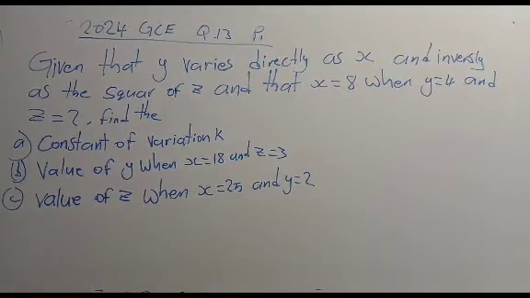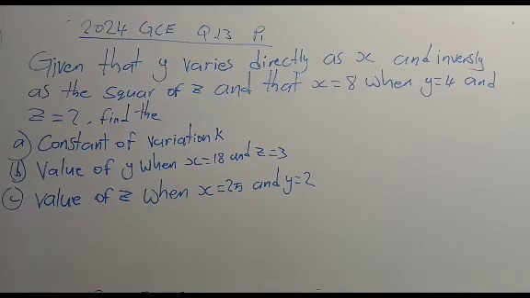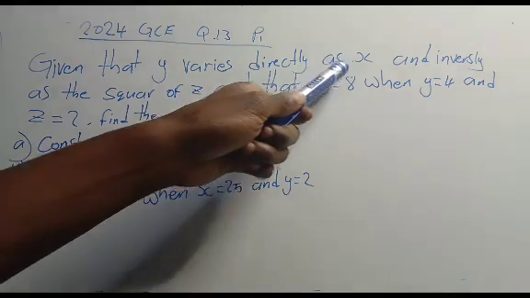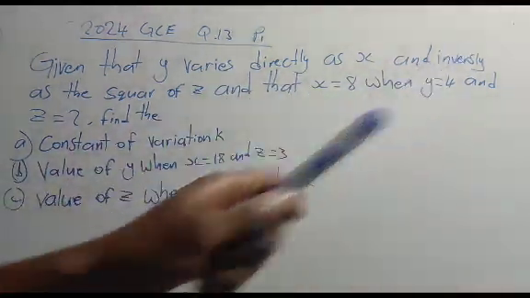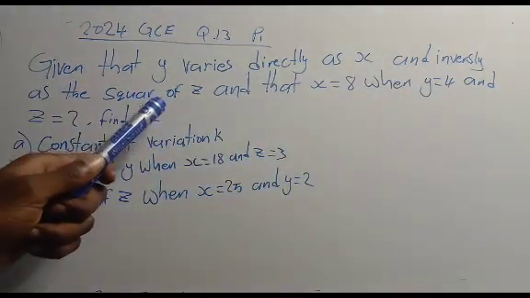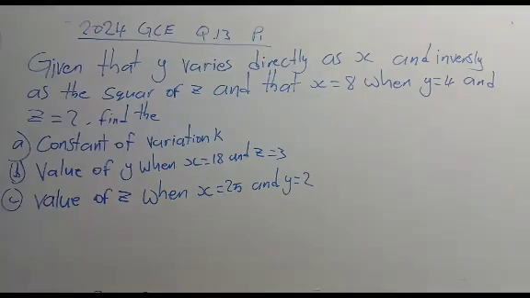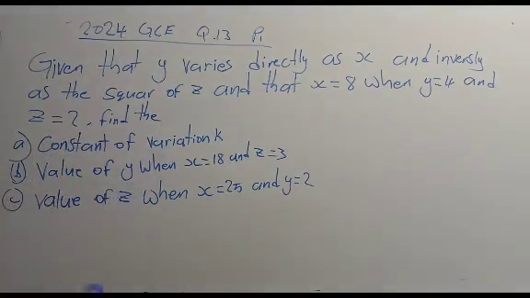In this video, we are solving variation, 2024 GCE question number 13, Mathematics Paper 1. Okay, so this is the question. Given that y varies directly as x and inversely as the square of z, and this is the given information for us to find the constant of variation.